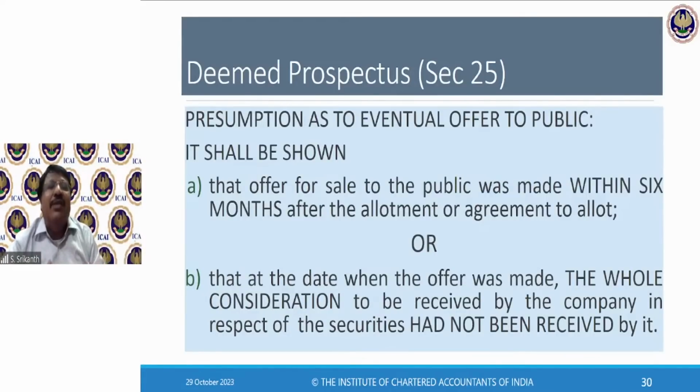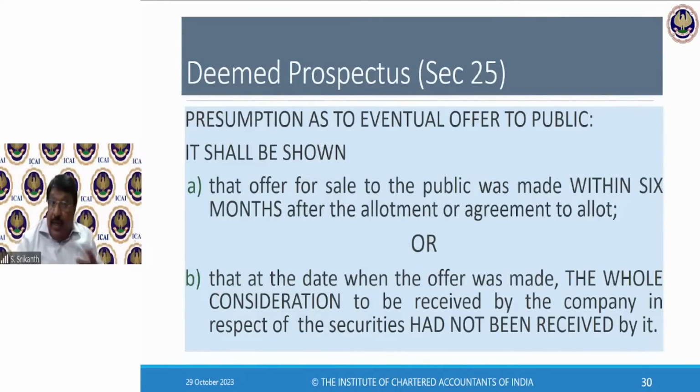So what is a reasonable period? They are saying 6 months. If the offer is made after 6 months, no problem here. But if the offer is made within 6 months, the presumption is that your intention was to make it to the public. So the company's intention was that this allottee will make an offer to the public. How to know if that offer is made within 6 months after the allotment or agreement to allot? It need not be allotted. There could be an agreement between the company and the allottee to allot. Agreement also is okay.